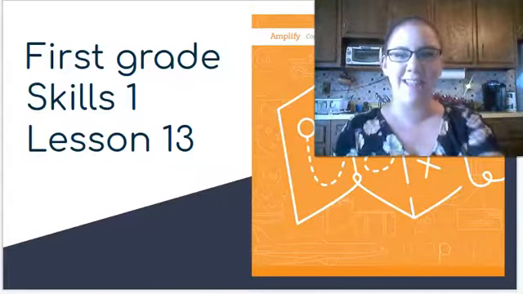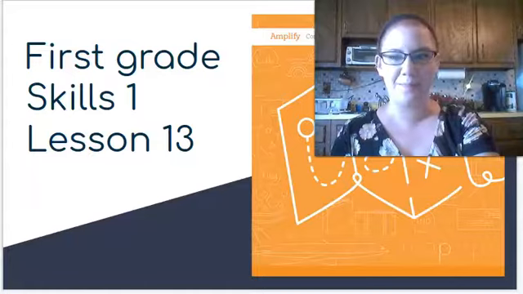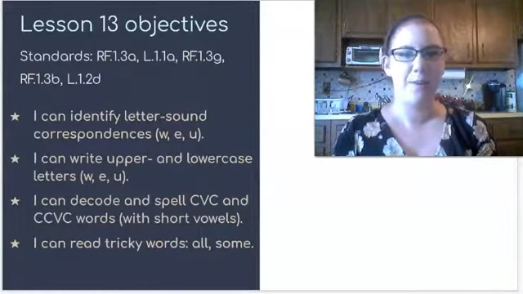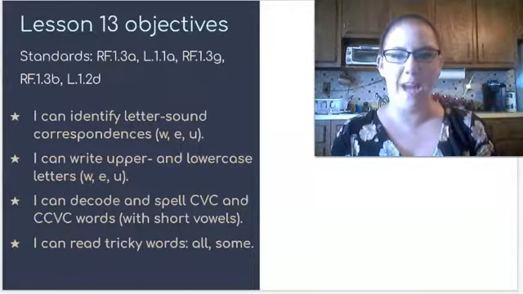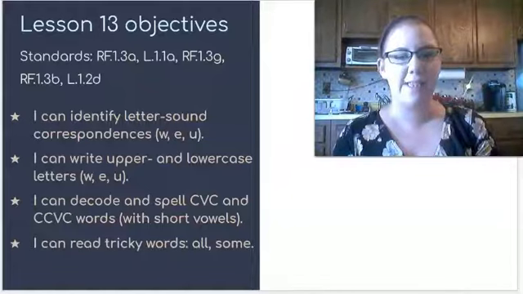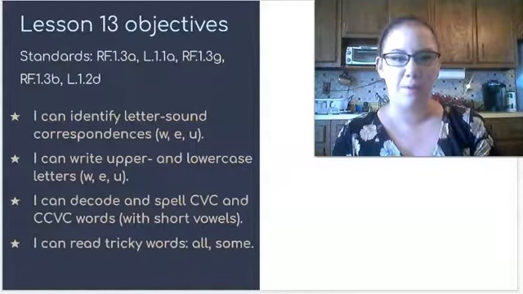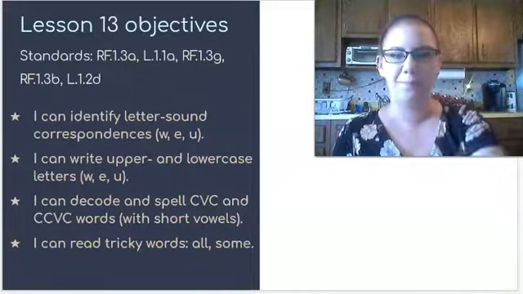Let's get started on lesson 13. Today's objectives are to identify letter-sound correspondences, write upper and lowercase letters, decode and spell CVC and CCVC words, and read the tricky words, all in STEM.